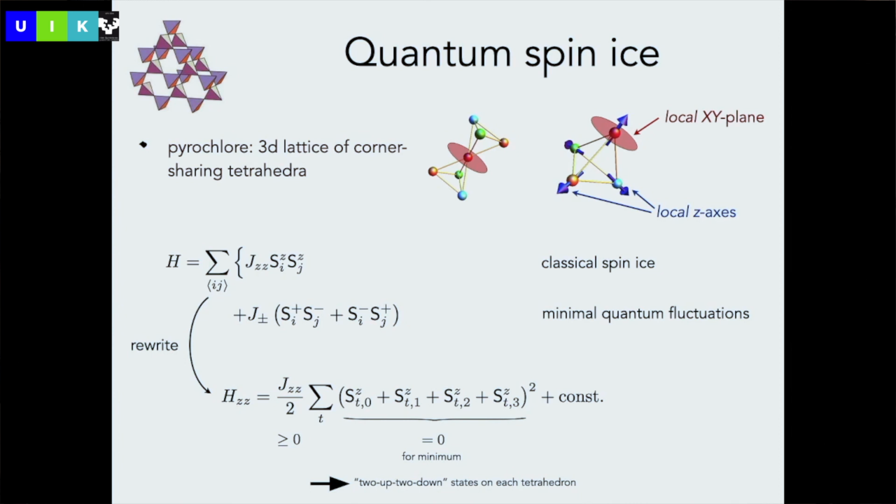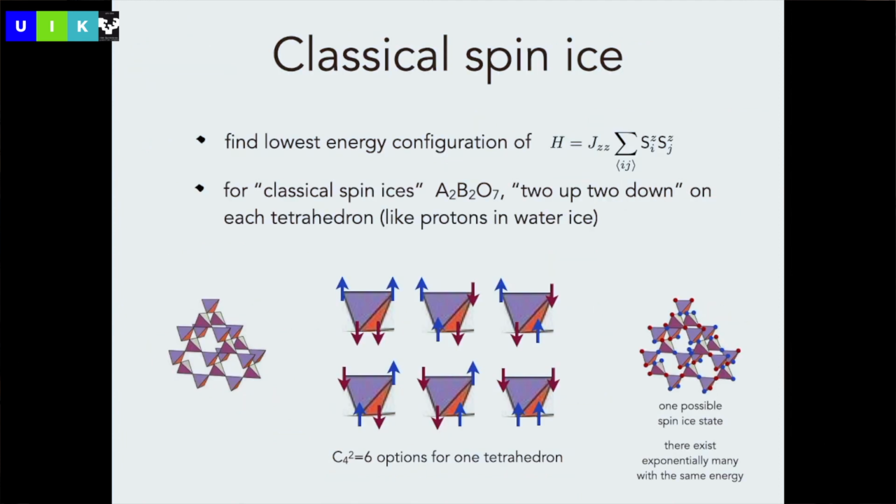And this is actually 4 choose 2, which equals 6, which means there are 6 different possibilities which on each tetrahedron will satisfy this minimization constraint. Those are called two up, two down, or two in, two out. It means the same thing.